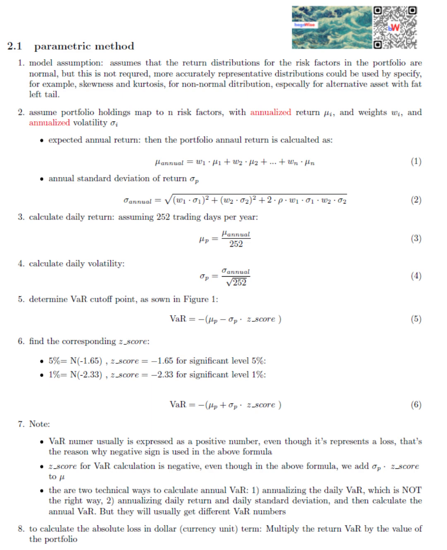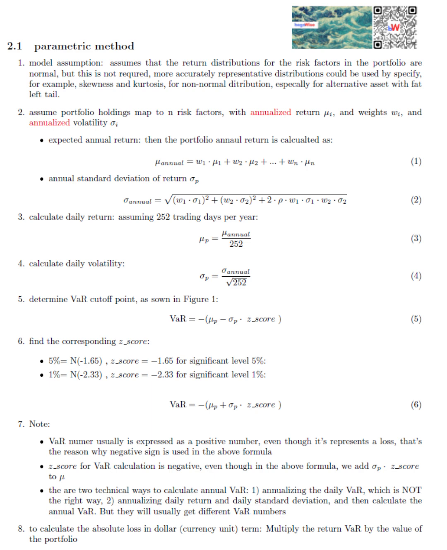We can use more accurate distributions that take into account things like skewness, how much it leans to one side, and kurtosis, how heavy the tails are. This is especially important for assets with a fat left tail, which means there's a higher chance of extreme negative returns. Step 2. Portfolio holdings and risk factors.